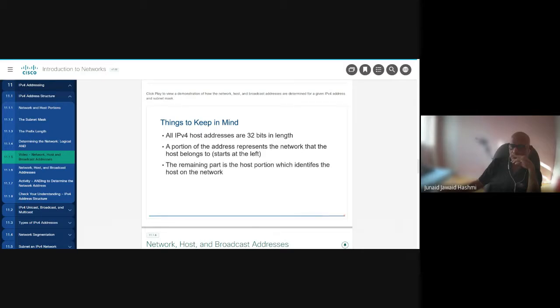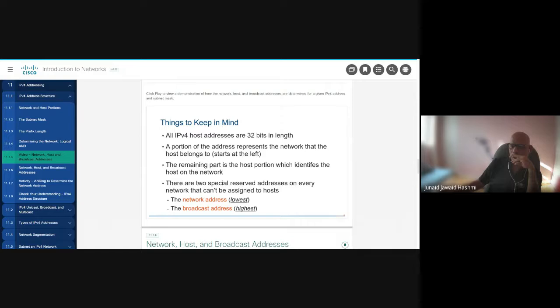The remaining part is the host portion, which identifies the host on the network. And there are 2 special reserved addresses on every network that can't be assigned to hosts. One is the network address, which is the lowest in the range of addresses and represents the network that all the devices belong to. And the other is the broadcast address, which is the highest address in the range and can be used for a shout out to all devices on the network at once.